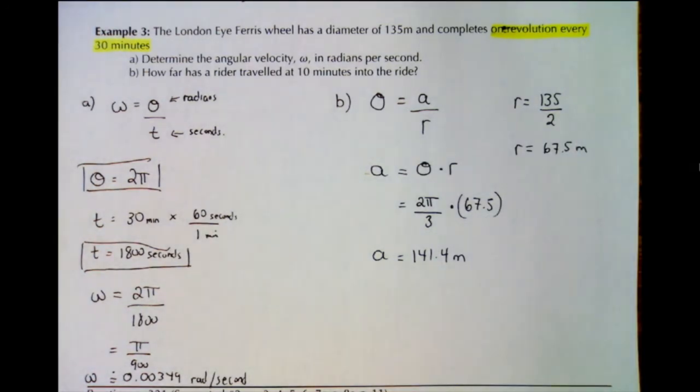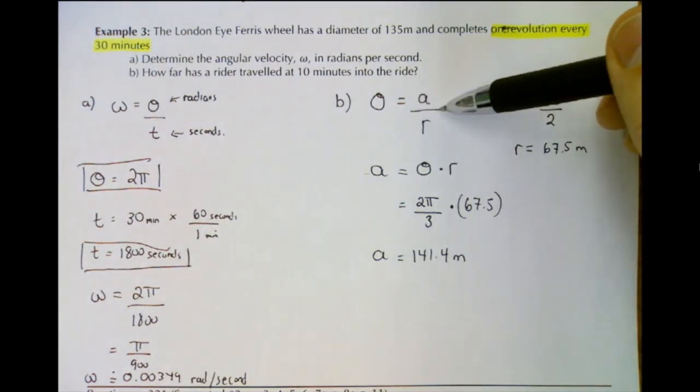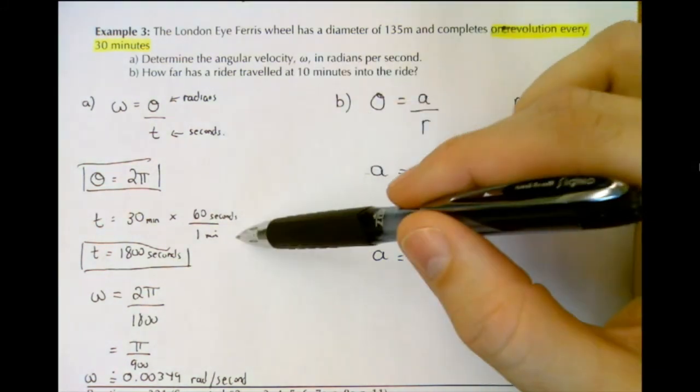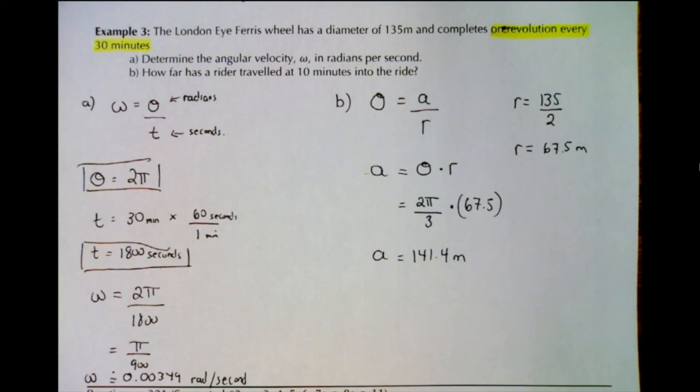That's an example of how you can use the definition of an angle in radians to solve for an arc length. And it's how we can use radians to find angular velocity.